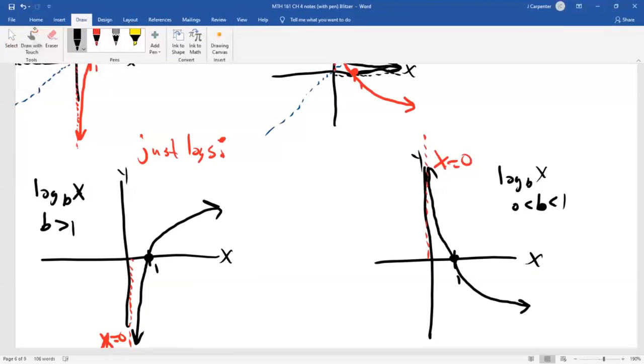I don't really want to say you'll never see a base between 0 and 1 for a logarithm and have to graph it, but it's just not as applicable. The main reason it's not as applicable is because it tends to put us into negative values, and for a lot of things that we model in the real world, we're only interested in positive values. Again, I said a lot of the times, not every time.